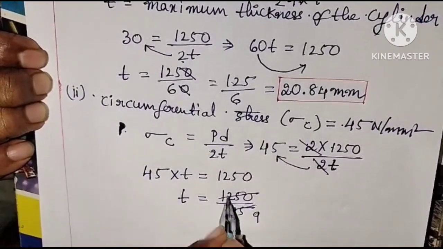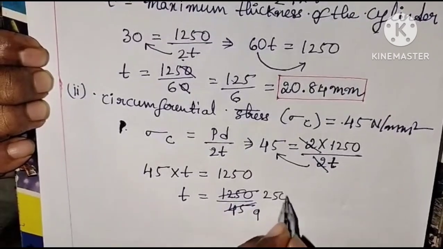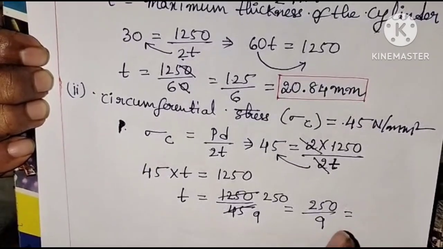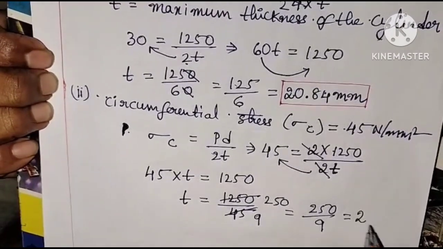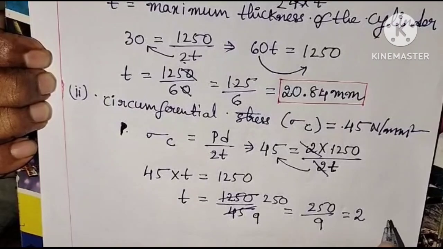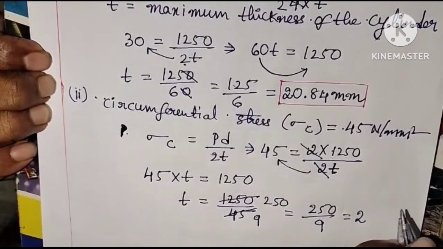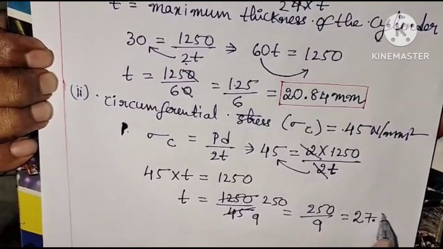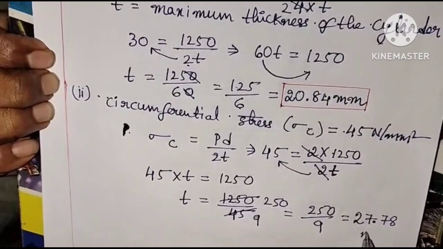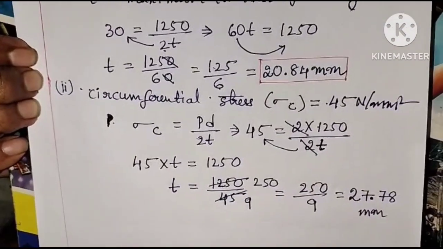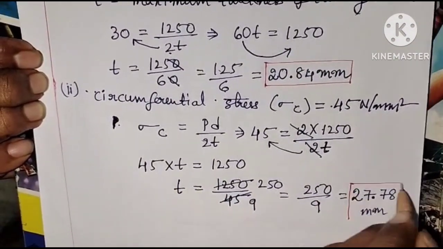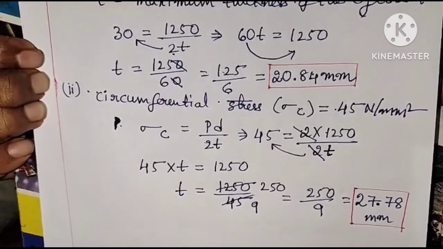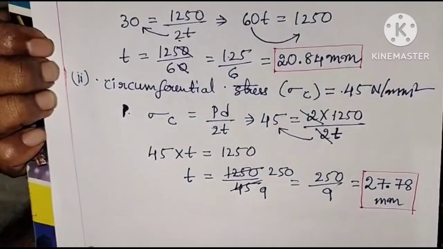5 9s are 45, 5 250s are 1250, so t is equal to 250 by 9. If you simplify this, you will get the final answer as approximately 27.78 mm. Therefore the thickness of the cylinder based on circumferential stress is 27.78 mm.